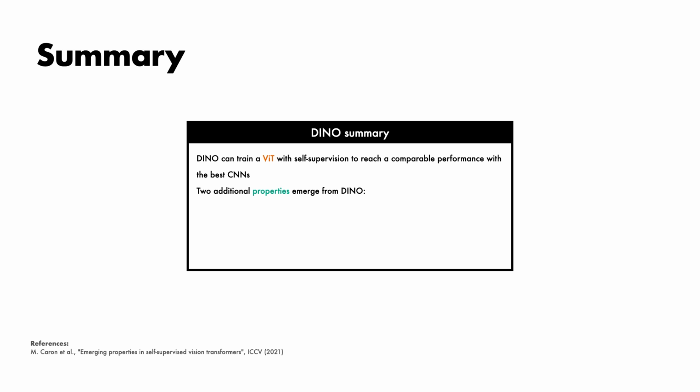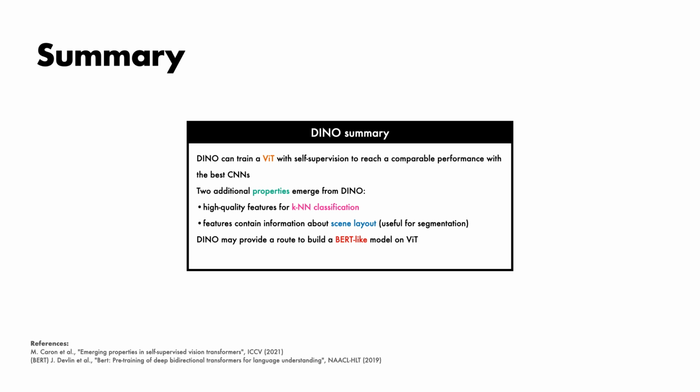We saw that 2 additional properties emerge from DINO, namely high-quality features for k-nearest neighbor classification and features that contain information about scene layout, opening the door to applications such as semi- or weakly supervised segmentation. More broadly, the authors suggest that DINO may provide a route towards building a BERT-like model on top of the vision transformer architecture. Plans for future work included an exploration of self-supervised pre-training on uncurated images, and indeed, a follow-up paper from Goyal et al. investigating this direction appeared on arXiv earlier this year. I recommend taking a look at this paper for an interesting collection of experiments continuing the same research theme.